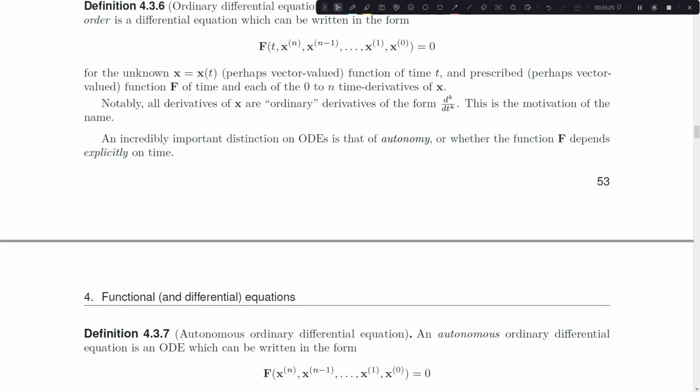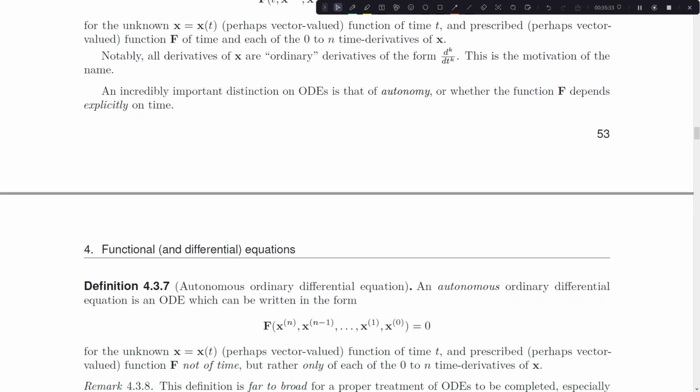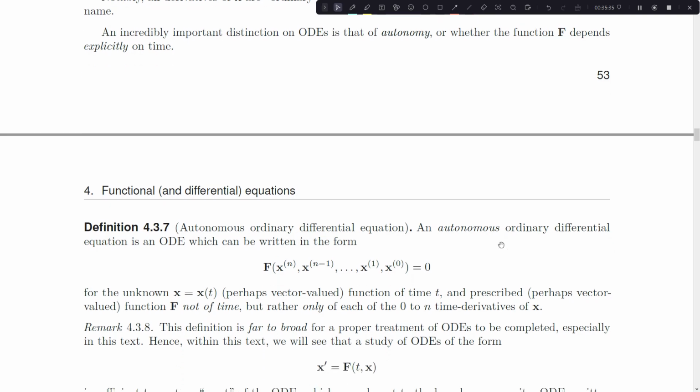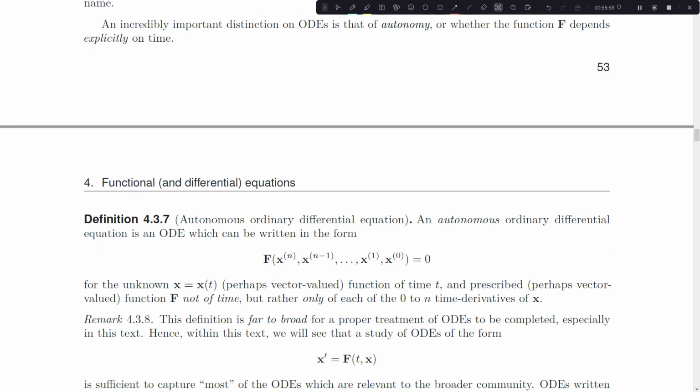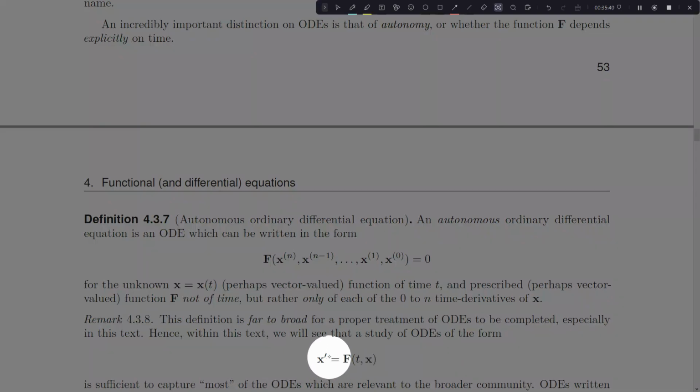Okay, now these two definitions are going to be a little bit broader than we actually want all of our definitions to look like for ODEs. We're going to be a little bit more specific on the ODEs that we're going to study in this course, and those are actually going to be the ODEs that look like the following. X prime equals f of t and x.